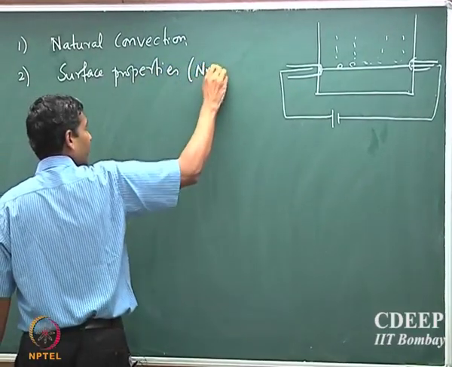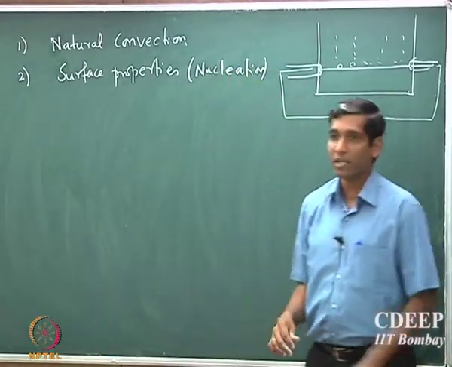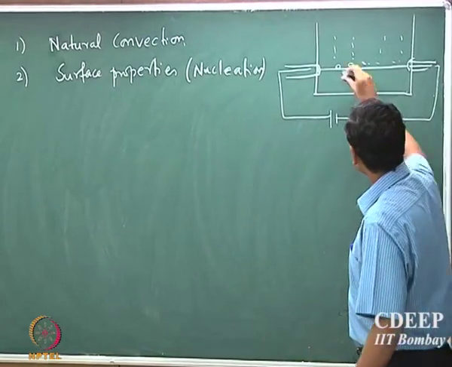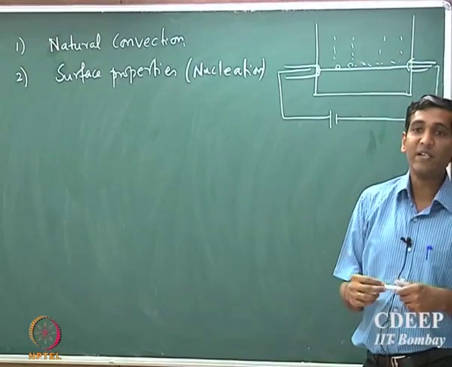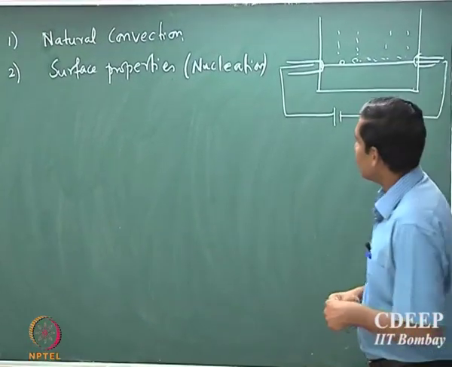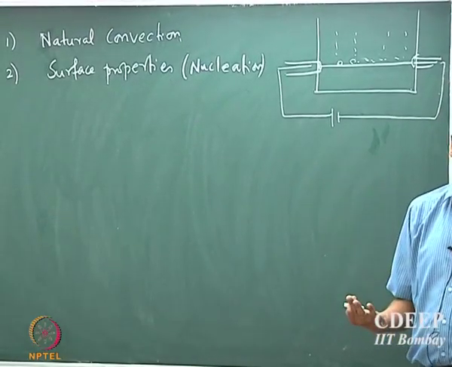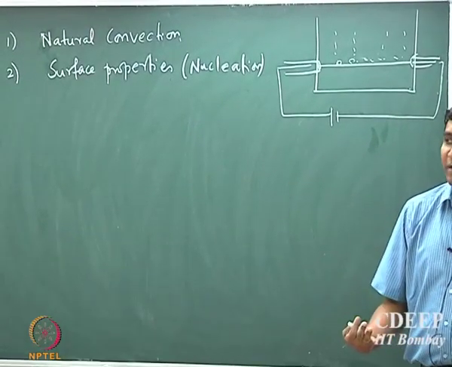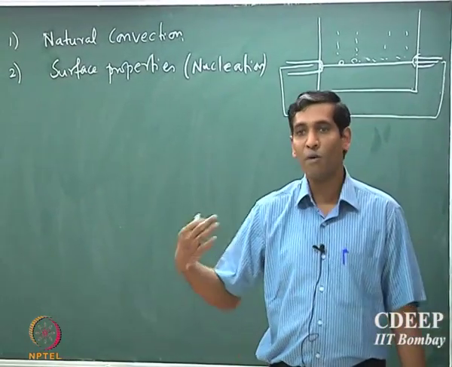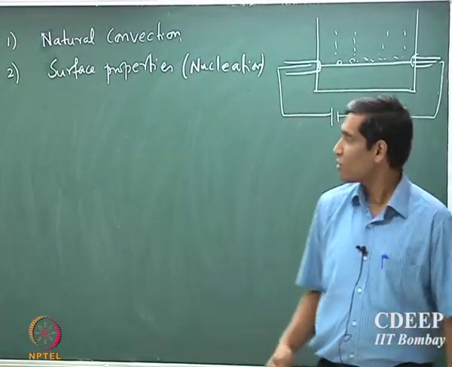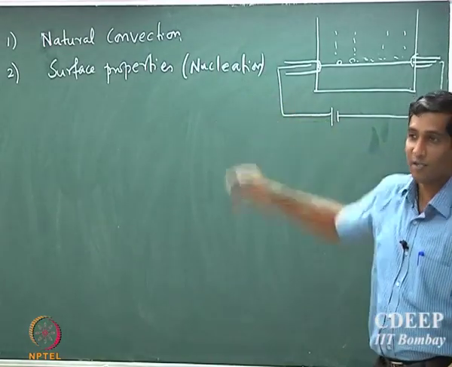Particularly the nucleation process, we will see a little bit more details about these in a short while. So the bubbles are nucleated on the surface where the heat is being provided to the fluid. You will see that the nucleation is a strong function of the properties of the surface. If the surface is very rough, then certain locations are preferred for nucleation over other locations in the same surface. So the surface roughness and other properties play a strong role in the boiling process.